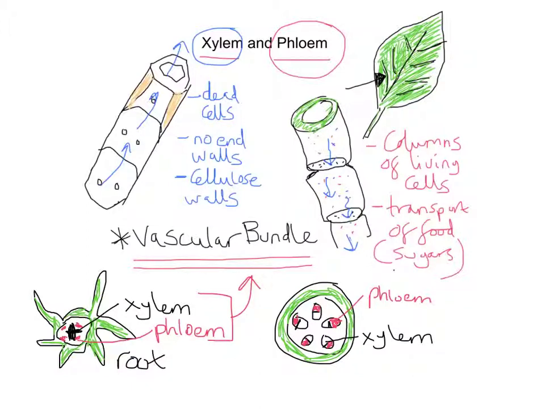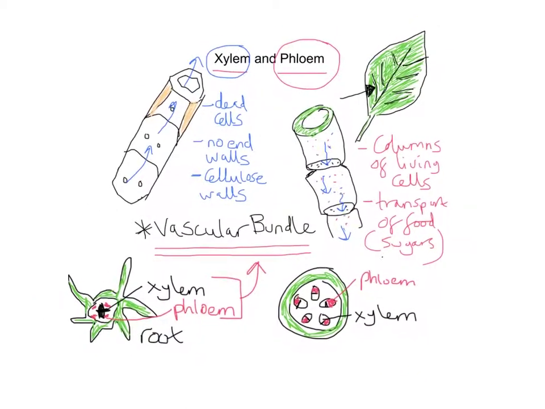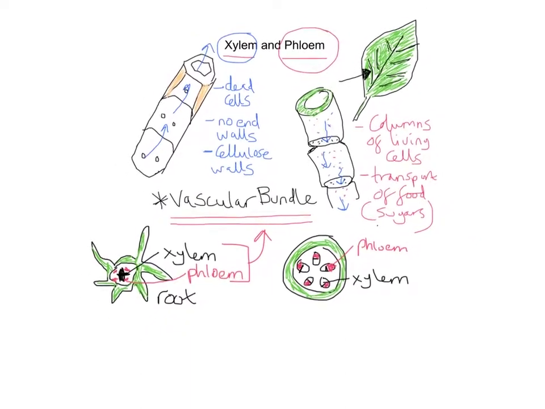Now, stems need to resist bending, clearly. So the xylem not only forms structural support, it almost provides a type of scaffolding for that stem. So the phloem, as we've seen so far, is always on the outside. And finally, if we were to draw one more.